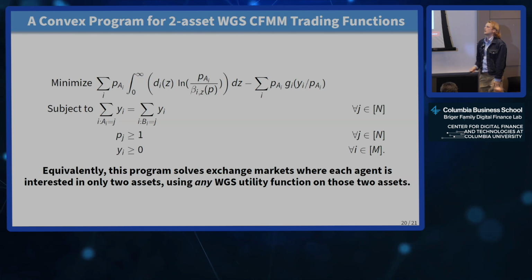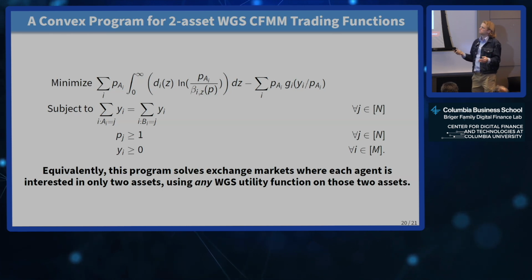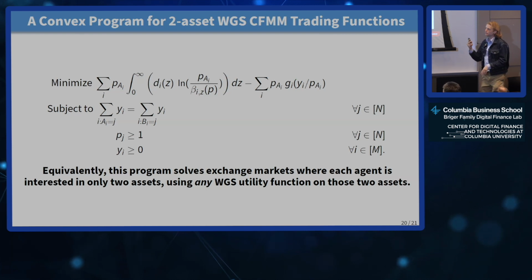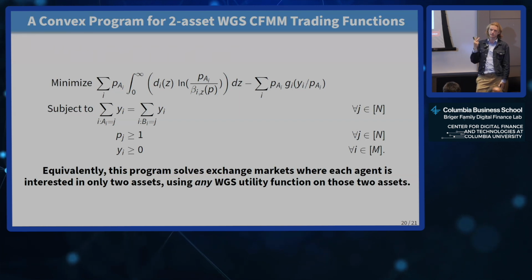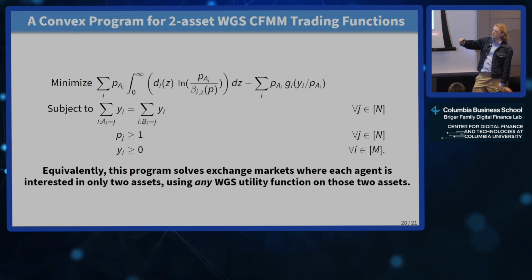solve it in practice. And I'll point out that I framed this in the context of CFFMs, but in fact, what this is doing is solving the case of exchange markets where every agent in the market is interested in only two assets. There are many assets in the market, but each agent is interested in only two. But subject to that constraint, the agent is allowed to have any utility function satisfying weak gross substitutability.